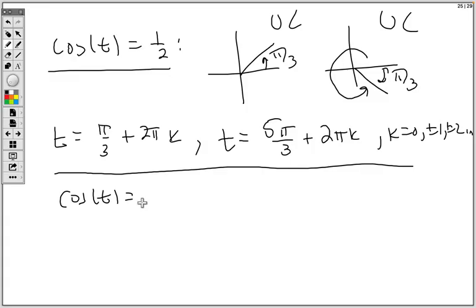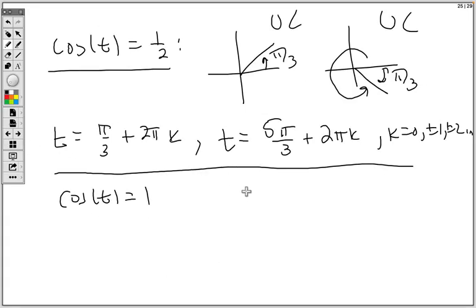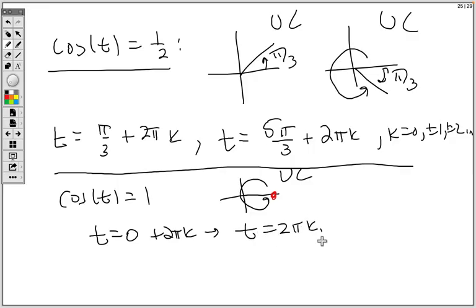Now what about cosine of t is 1? That was my other solution here. Cosine of t is 1. Well, that's a quadrantal angle, right? That's where the x coordinate on the unit circle is 1. That's just this point here, which is just going to be t equals 0, plus, of course, any multiple of 2 pi. So that's just 2 pi k, where k is 0, plus or minus 1, plus or minus 2.